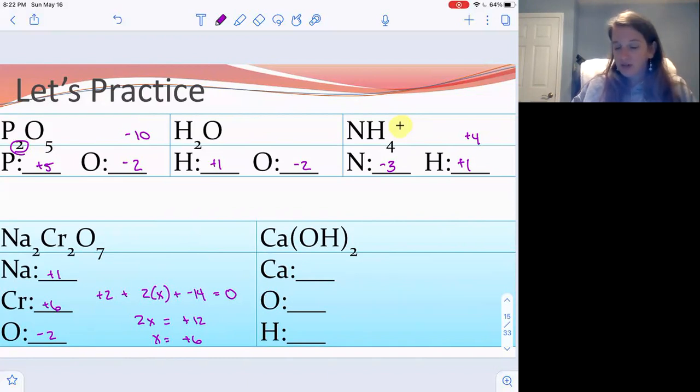I've got calcium hydroxide. This one's fairly easy because I know calcium is always going to be +2. Oxygen is always -2. And hydrogen is always +1.